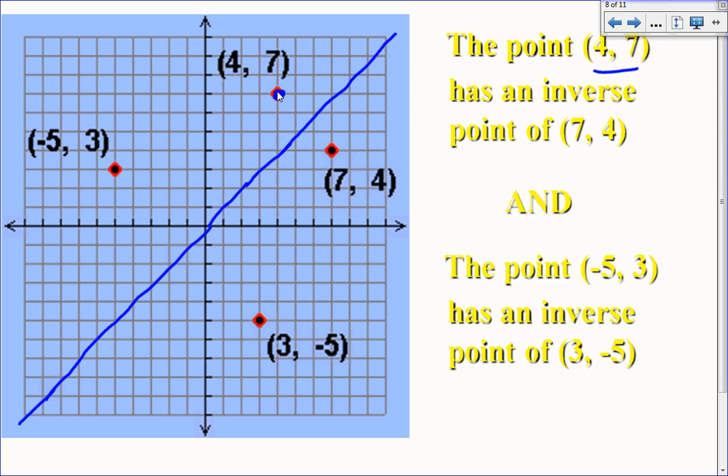In the inverse, if we were to do the inverse of that function, we would just simply switch the x and the y values. So we get the point 7, 4.